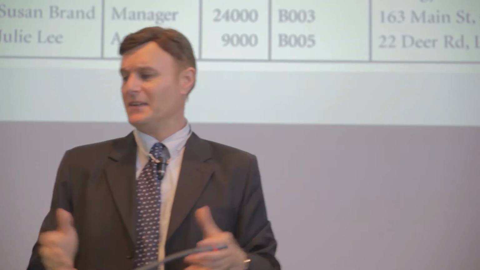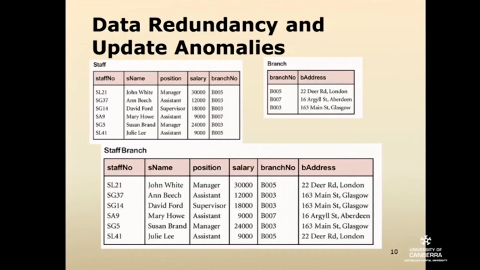So have a look at here. This is an example of a good design and a bad design. Have a look at the top design. There are 2 tables, the staff and the branch. Staff has got the staff details, branch has got the branch details, and the relationship between the staff and the branch is through branch number. So branch number here is a foreign key that establishes the relationship between the table staff and table branch.